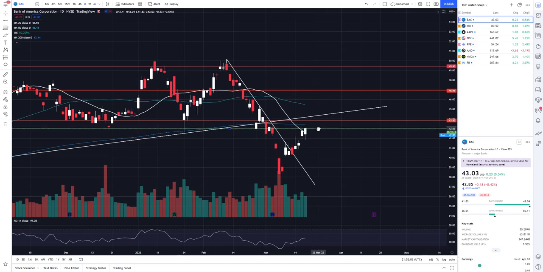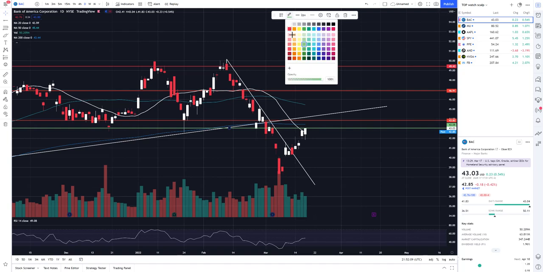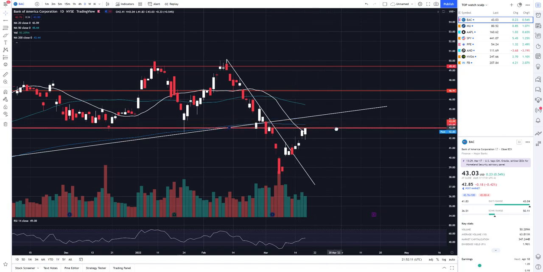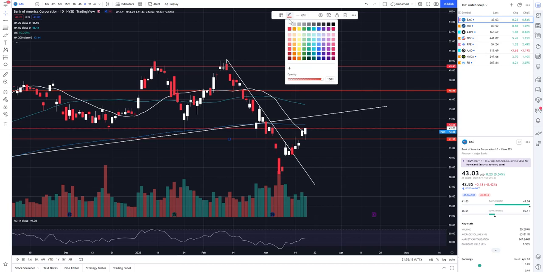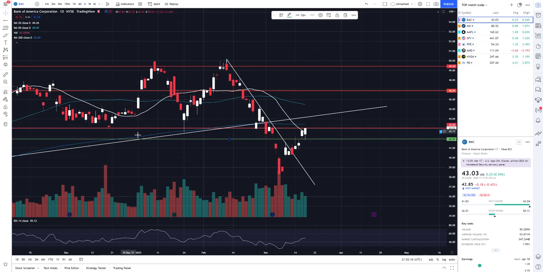Bank of America, you have your resistance level here, and your support over here, and your 200-day is right there as well. So here you have a big candle breaking out of this range, and then the next candle is an inside day. So today was an inside day. It held the same support as yesterday, 42 bucks, and closed at the same resistance as yesterday, 43 bucks.